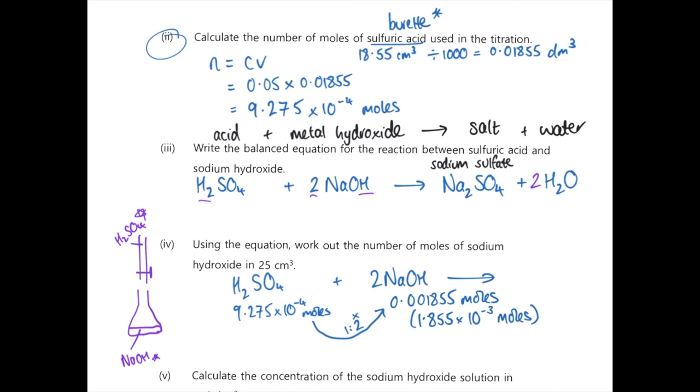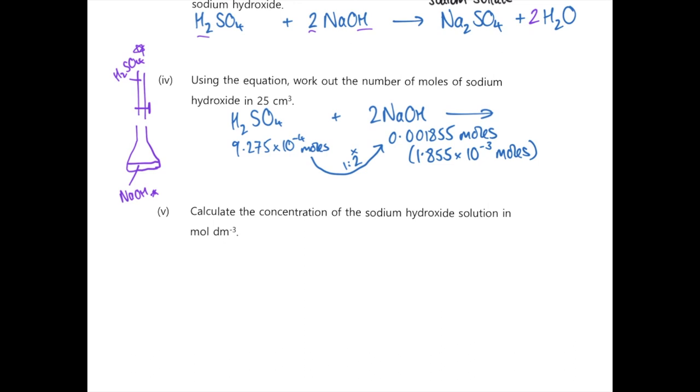So now that we have the number of moles of sodium hydroxide, we also have the volume of sodium hydroxide, in that we know we pipetted 25 centimetres cubed out into our conical flask, and that's given to you there as well. So if you think what we did practically, we pipetted 25 centimetres cubed into each conical flask. And so now we know the number of moles, we can calculate the concentration. To do that, we use the equation C equals n over V, concentration equals number of moles over volume. The number of moles we just worked out in part 4, so that's 1.855 times 10 to the minus 3 moles.